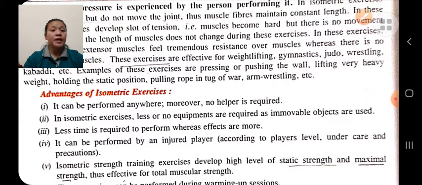This isometric exercise helps to develop static strength, maximum strength, etc. And it can be performed by an injured player also, under care and precaution.